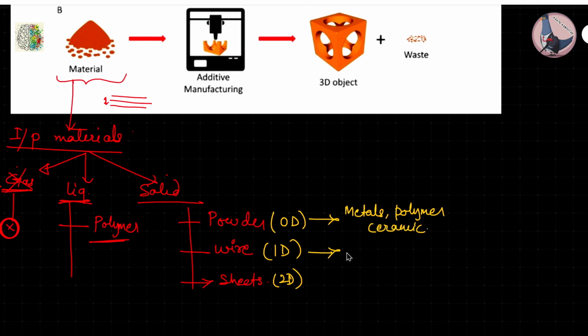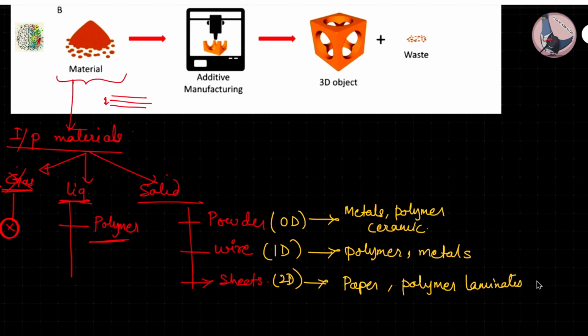This wire can be of your polymer, it can be of your metals. Generally for ceramic we don't have this. For sheets we can have paper or polymer laminates, etc.